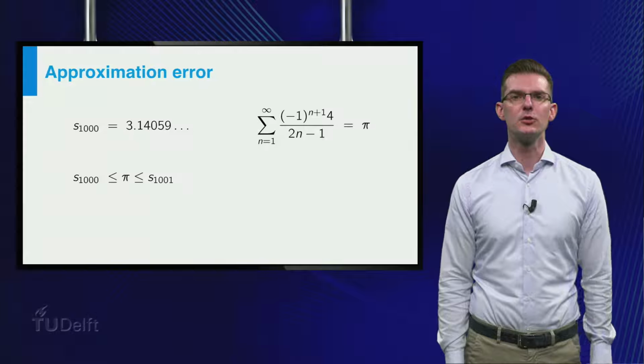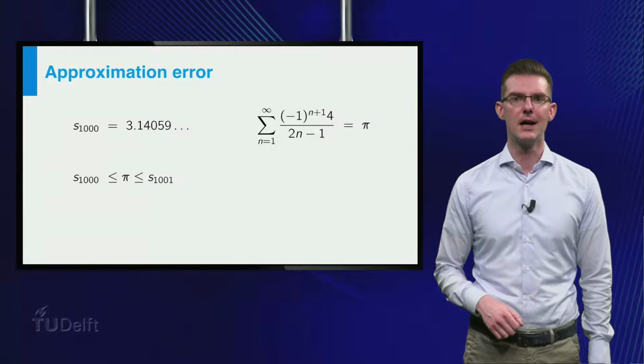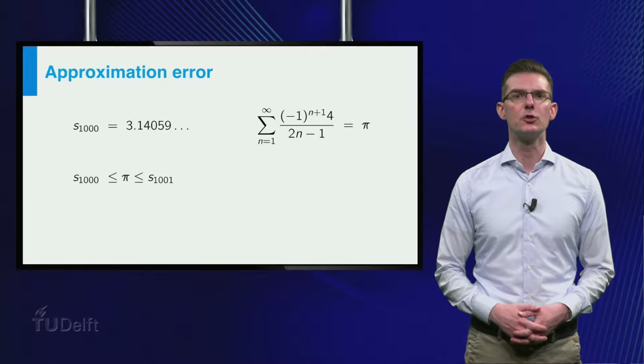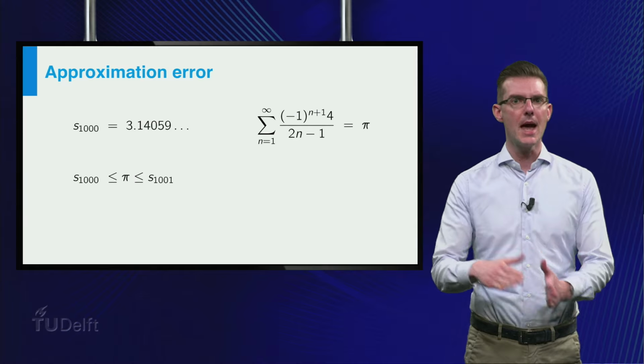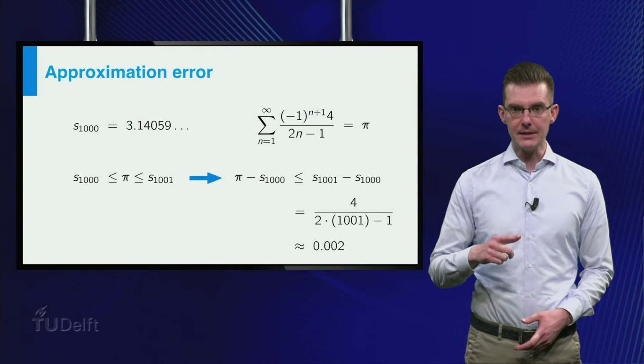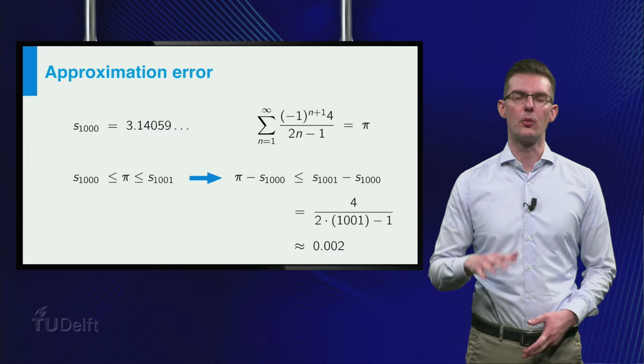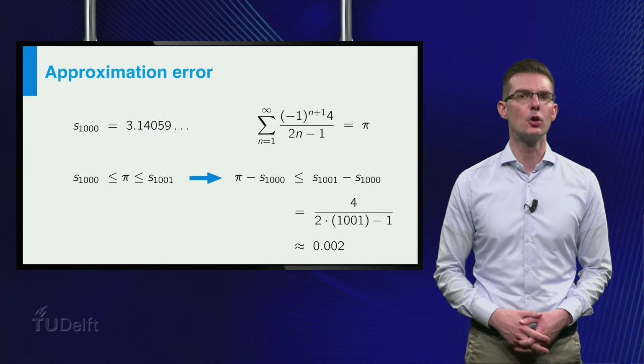This means that the difference between the number pi and the approximation 3.14059 is smaller than the difference between partial sum number 1000 and partial sum number 1001. This difference is equal to 4/2001, or approximately 0.002.